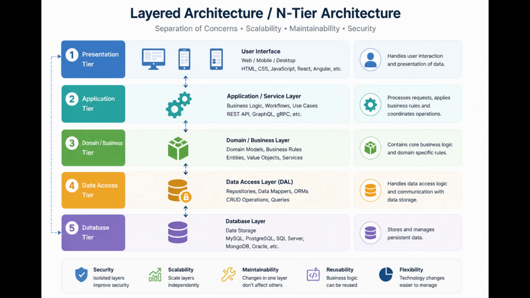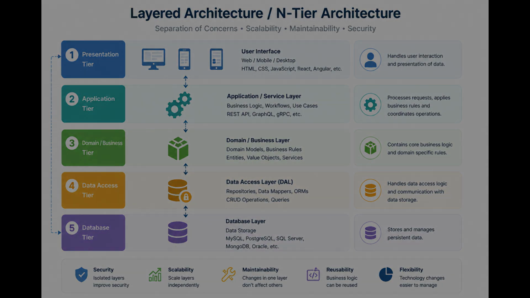Advantages. Benefits include simple structure, clear separation of responsibilities, easy onboarding for developers, straightforward maintenance. Examples. Commonly used for ERP systems, CRM applications, HR platforms, internal business applications. Trade-off. However, as applications grow, layers can become tightly connected. Small changes may require modifications across multiple layers, slowing development.